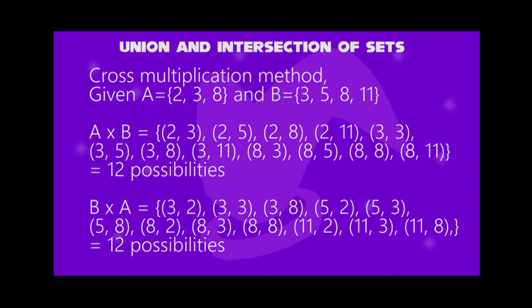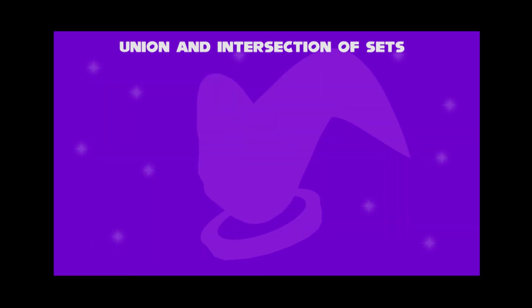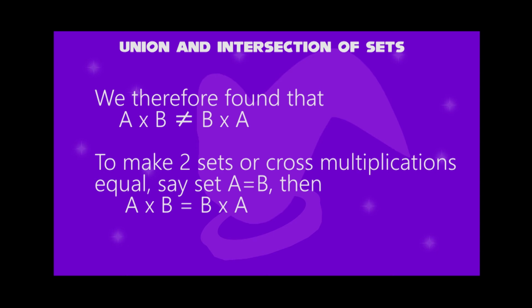Reversed multiplication will do the same thing, but with different elements. A cross B is therefore not equal to B cross A. To make the cross multiplications equal, say set A is equal to set B. Then we get A cross B is equal to B cross A.